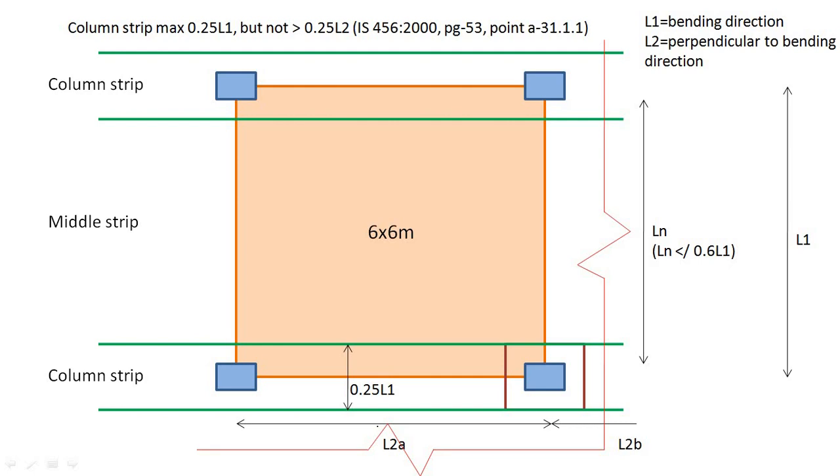L1 is the width of this slab, or the center to center distance. Another term is ln. The ln is the distance from the interior face of the column to the interior face of the next column, the distance between these two faces. The value of ln should not be less than 0.6 L1.